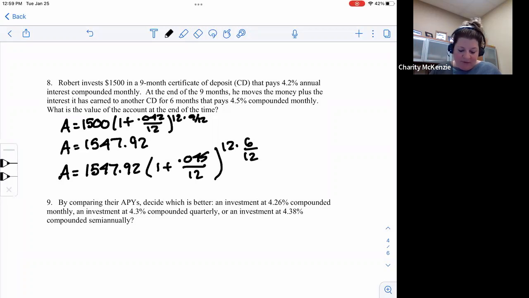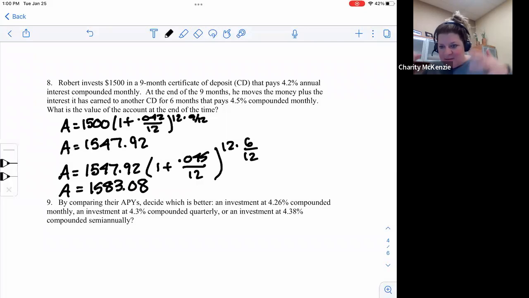15,047.92, and then I'm going to times it by 1 plus 0.045 divided by 12 to the power of, now 6/12ths times 12 is 6. So to the power of 6, and I get a final answer of $15,83.8 cents. Now, they did it a completely different way and they got the same answer. This to me is the easiest way. I don't really like their method.